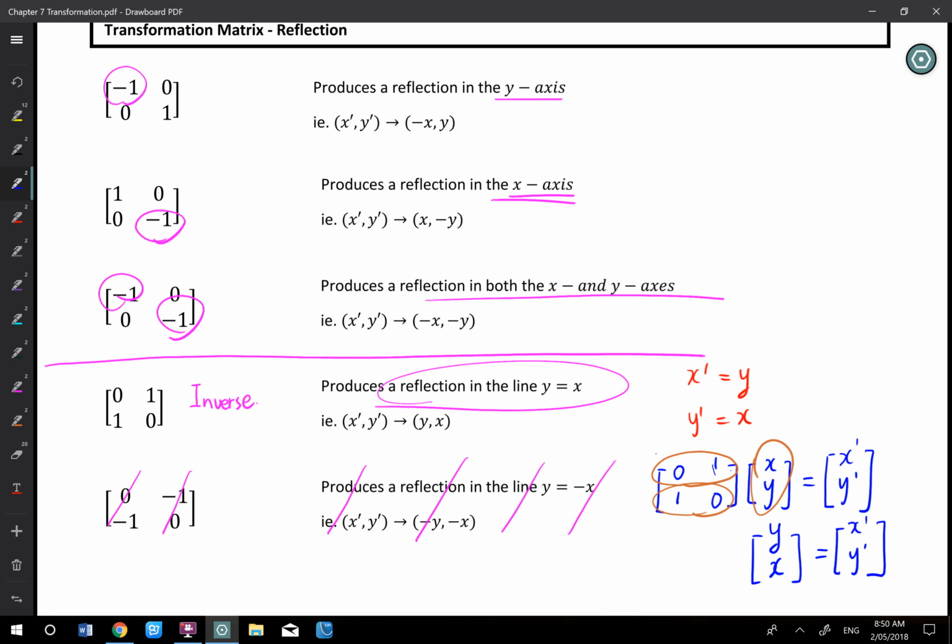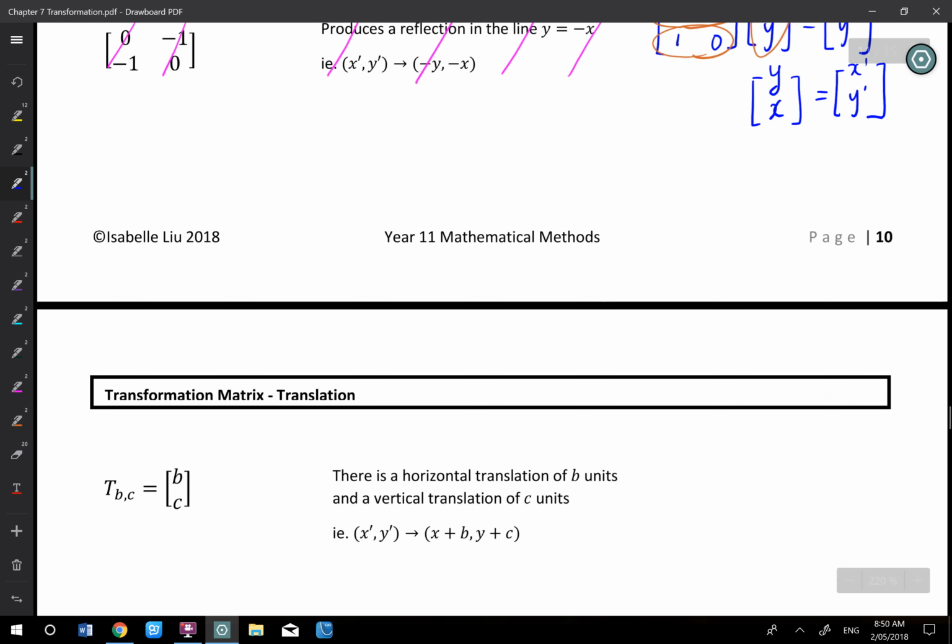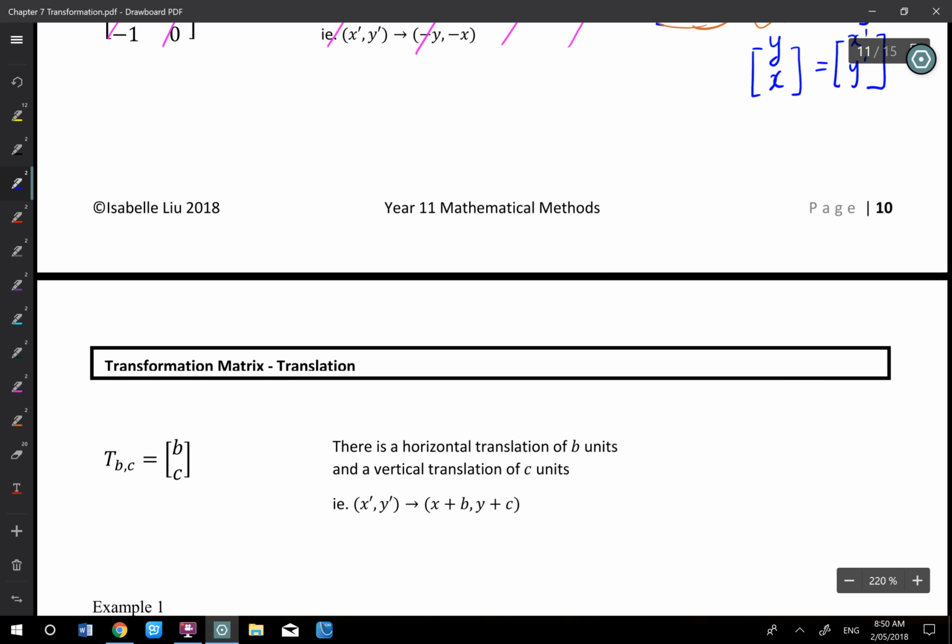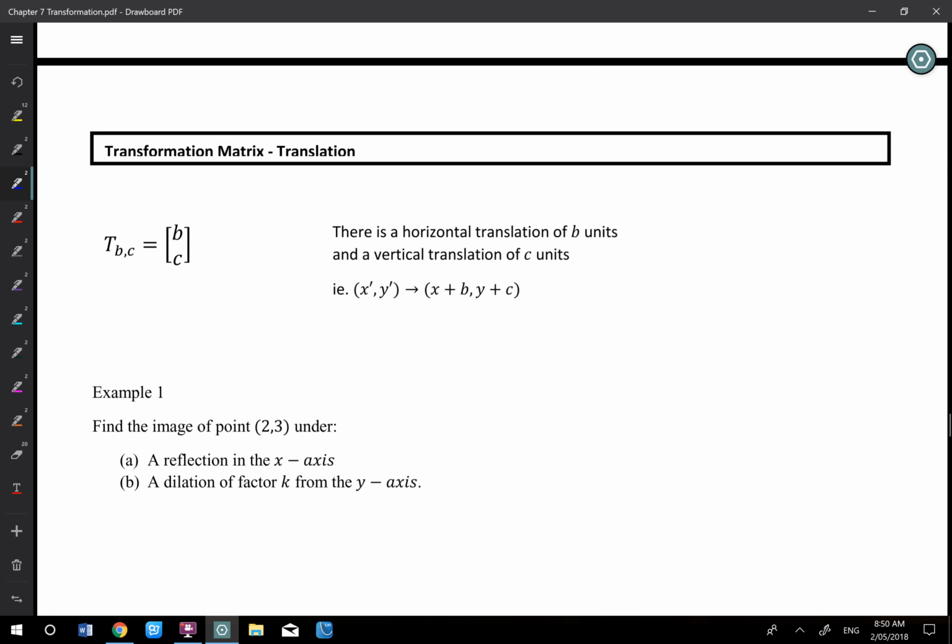Okay, we have talked about reflection. We have talked about dilation. The last thing we will talk about is translation. Well, translation is so easy.